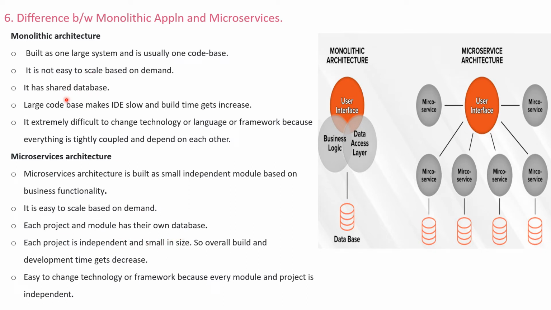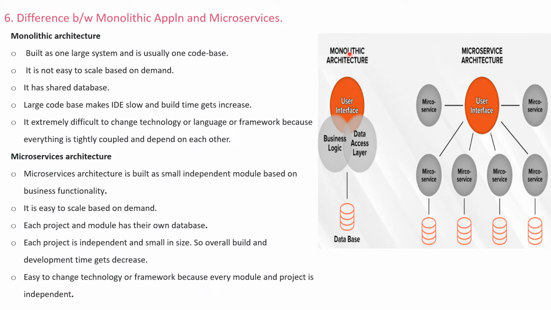Here in the monolithic case it is a shared database for everything; for the large system we have only one database, and here for each module or project we will have its own separate database. Each project is independent and small in size, so overall build and development time gets decreased. It is easy to change technology or framework because every module and project is independent.